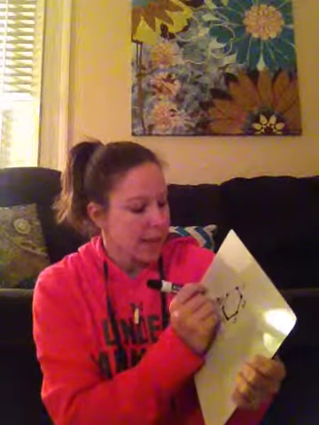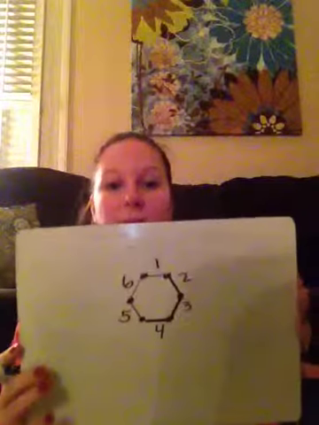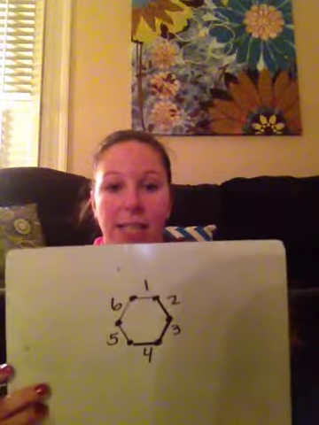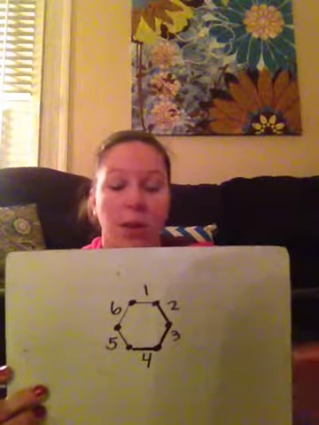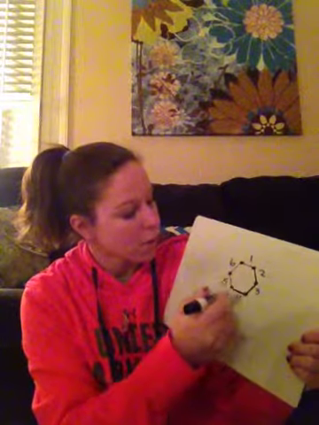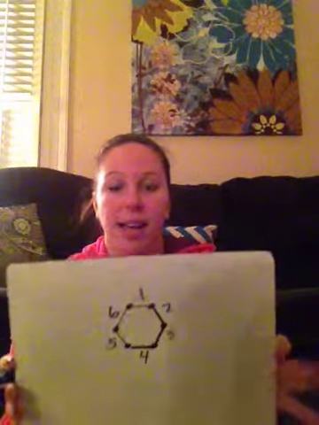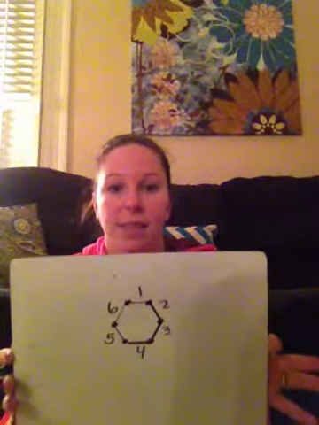So then I have the children go back and number however many sides they have. When they're done, they see that the hexagon has 6 sides, and if I ask them how many vertexes they have, they would just have to go back and count the dots. 1, 2, 3, 4, 5, 6. So a hexagon has 6 sides and 6 vertexes.